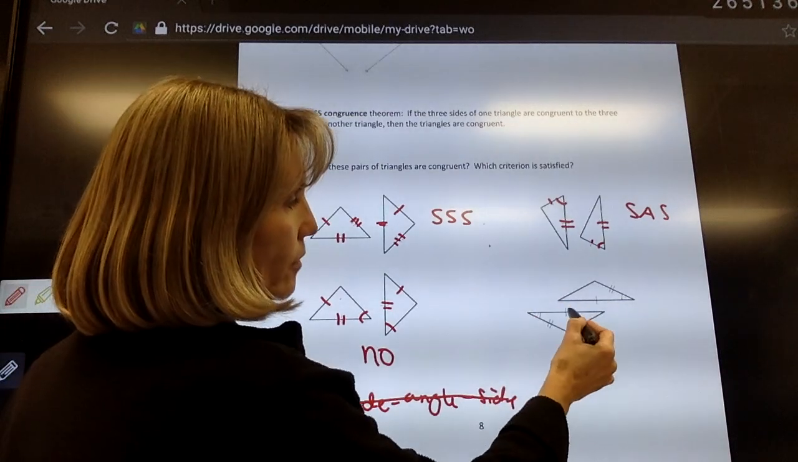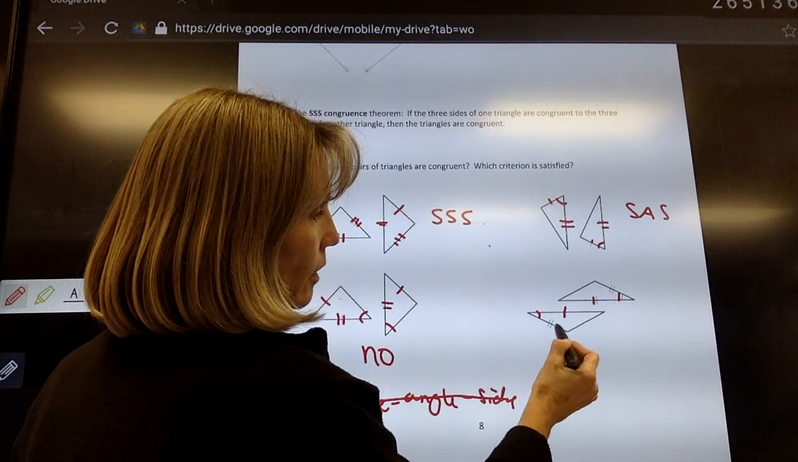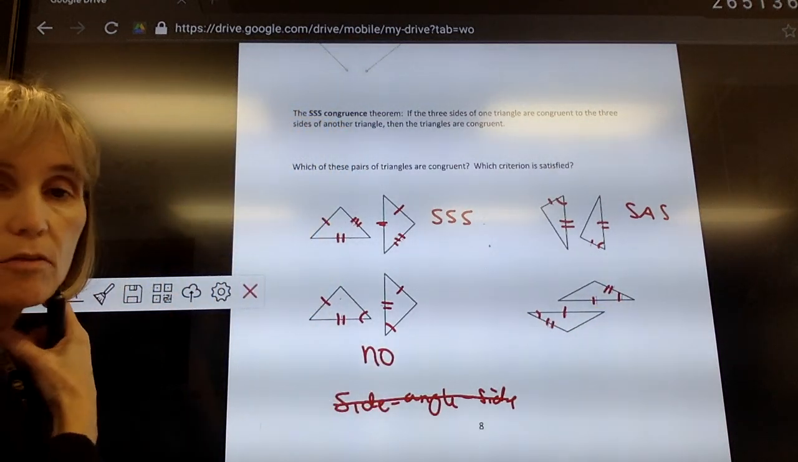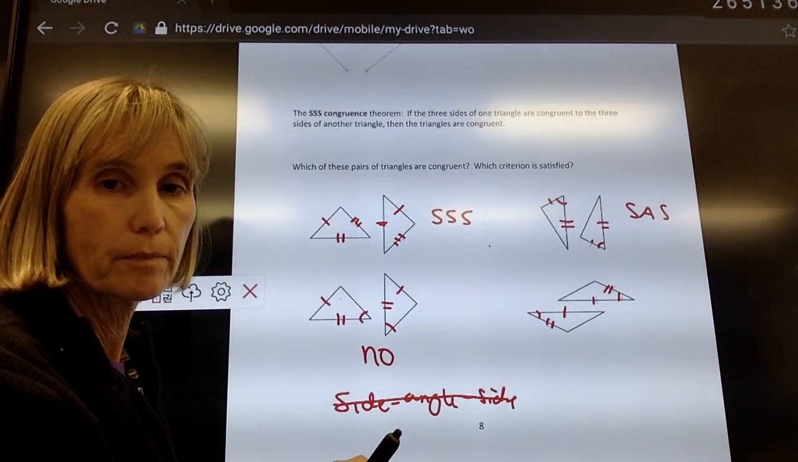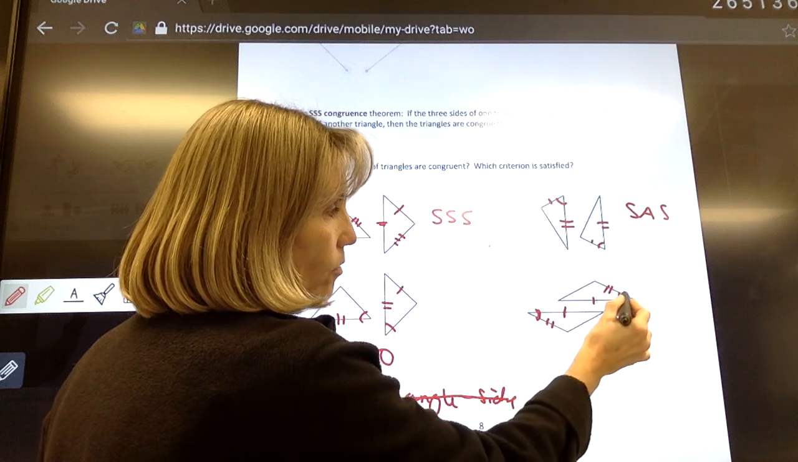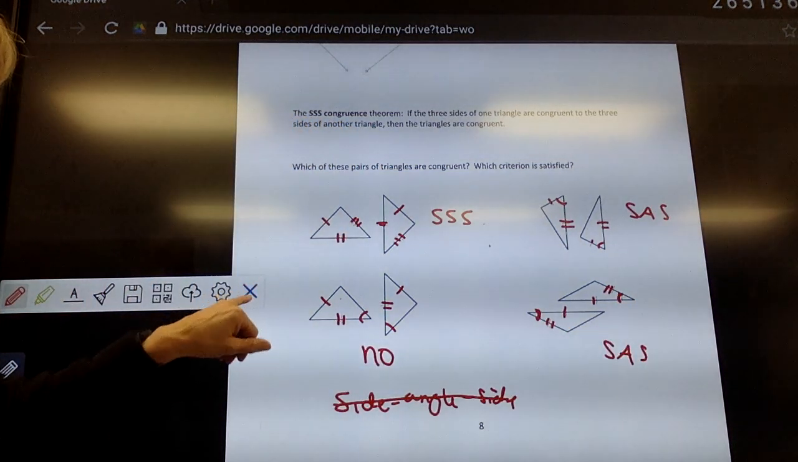And then my last picture down here, I've got a side, I've got an angle, and I've got a side. Are those the right pieces, are they in the right order to use side, angle, side? And hopefully you said yes. We do again have the included angle, that's the angle that's in between the two sides. So that one would work.